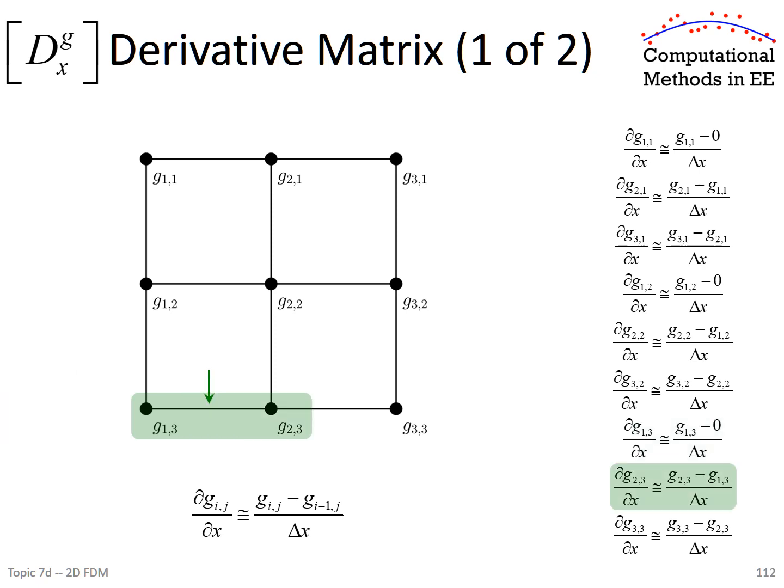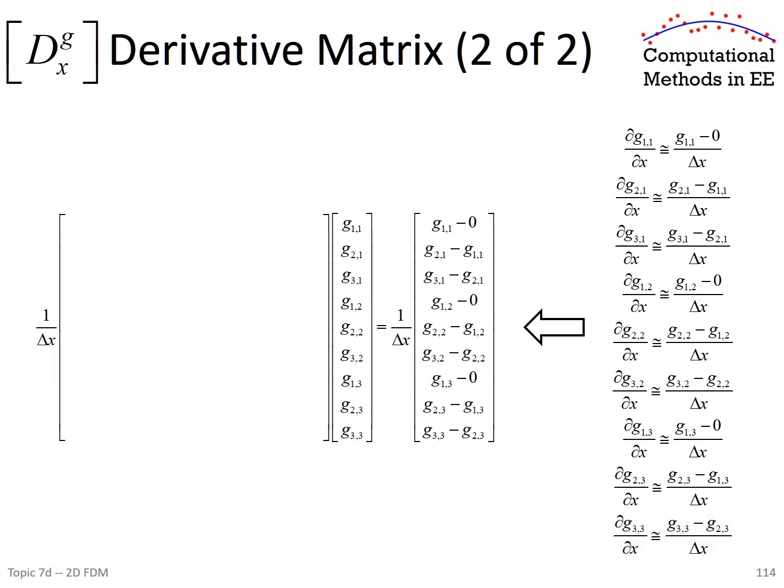Finite difference equation for G23. It's G23 minus G13 divided by delta x. Finite difference exists at the midpoint between those 2 points. And the same argument for the last point. G33 minus G23 divided by delta x, making the derivative exist at the midpoint between those 2 points.